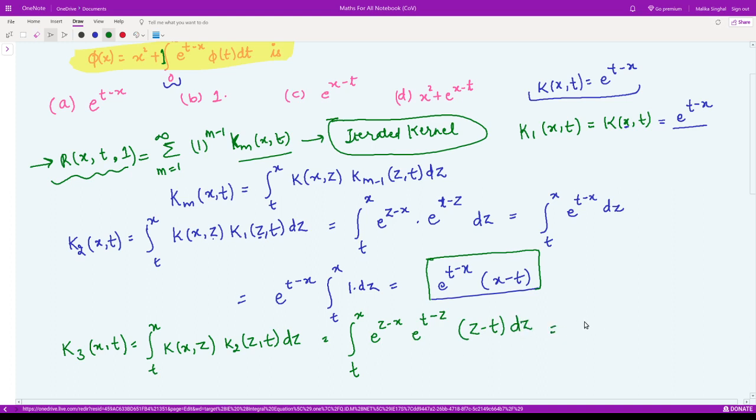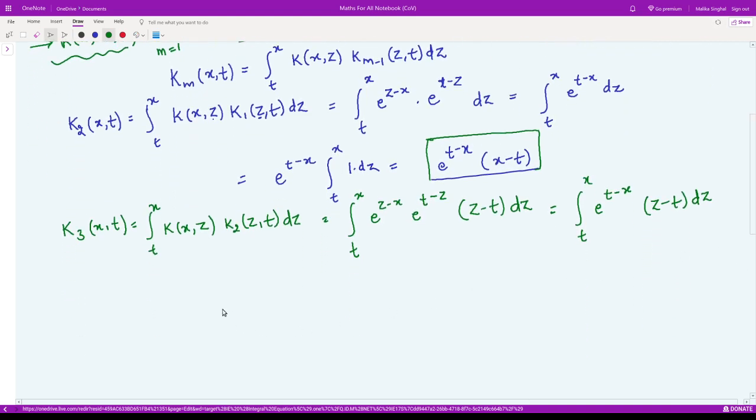So again we have integration from t to x. Here it would be e to the power t minus x, and here we are left with z minus t, dz. This exponential term can be taken out of the integral sign, right? We are left with integration from t to x of (z minus t) dz.